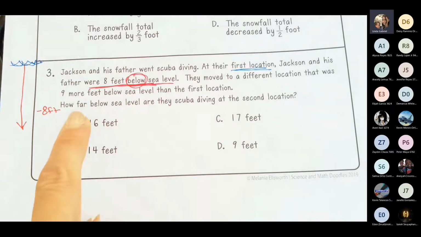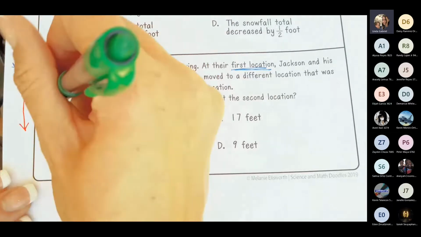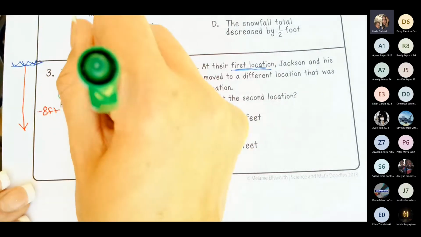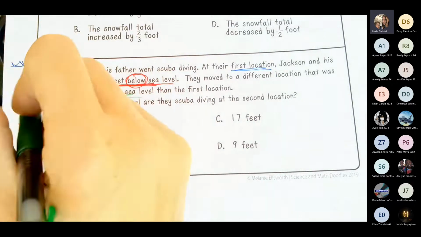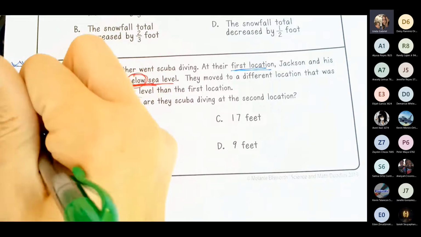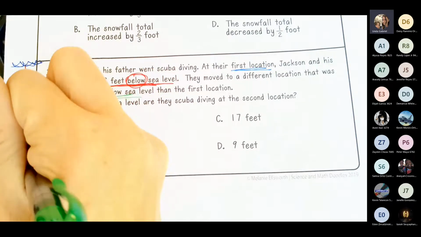That was 9, right? 9 more feet below sea level. So I'm going to add in value to 9. So I have 9 more feet.